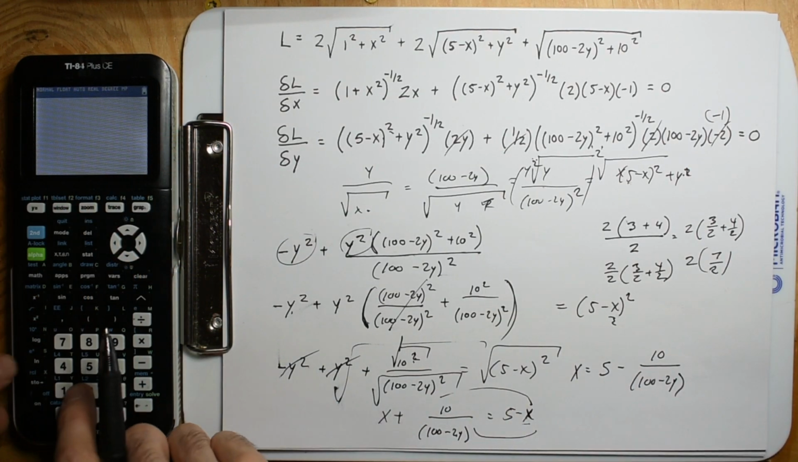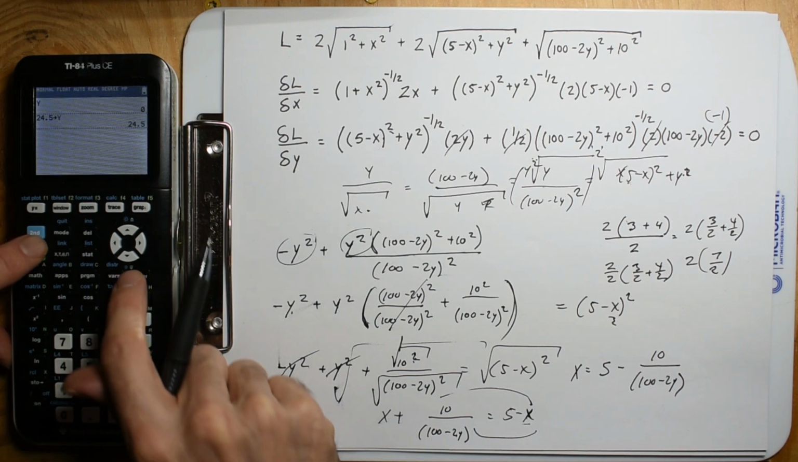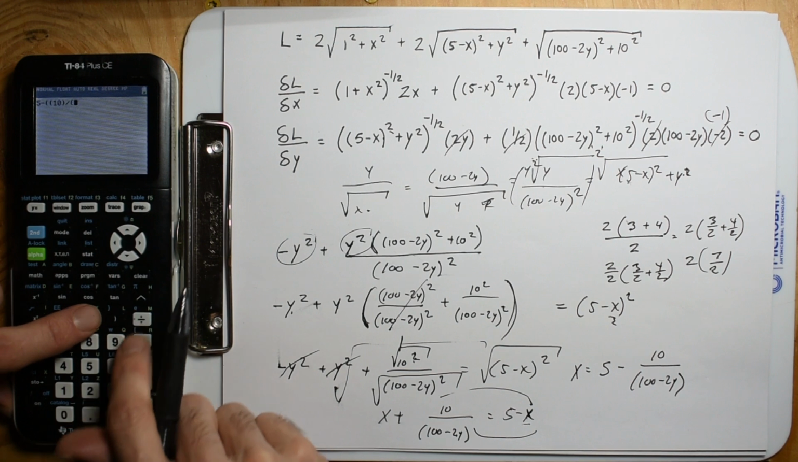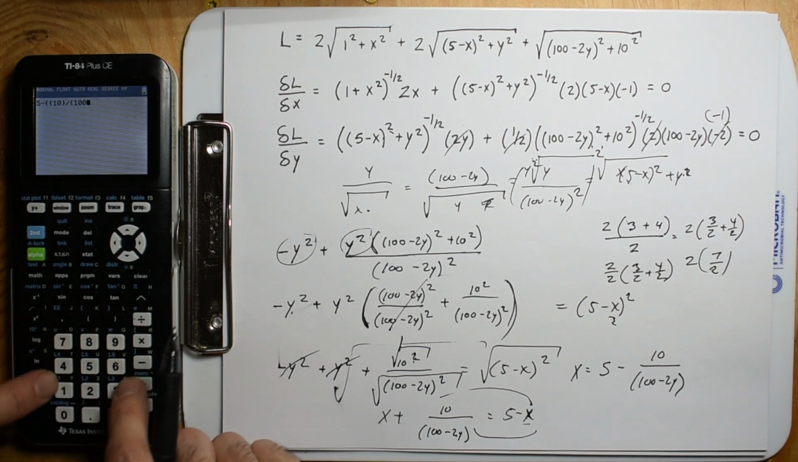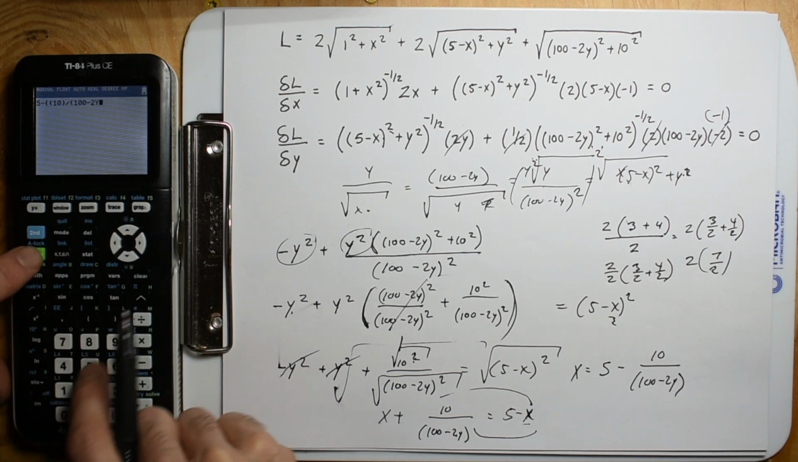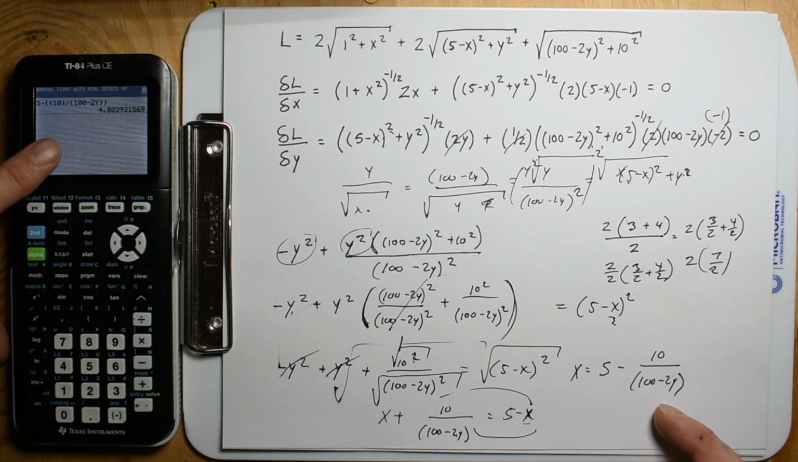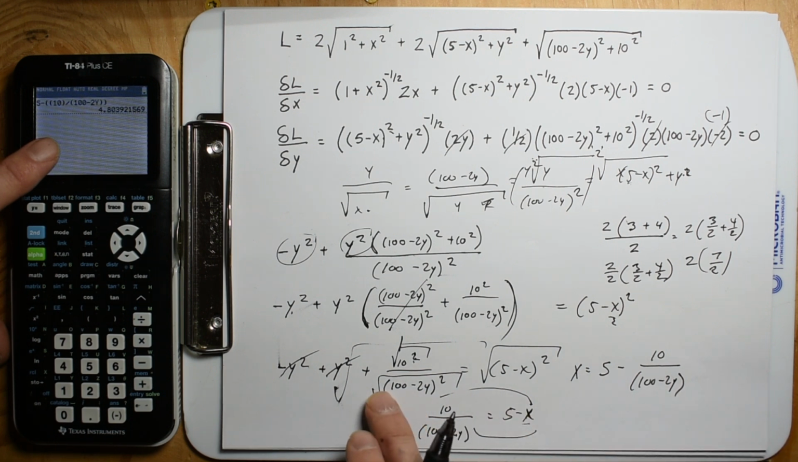So those are the values we should get. Let's, in our calculator, alpha y is 24.5, and we'll use this equation, 5 minus 10 divided by 100 minus 2y. And we get the wrong answer. Damn it. Are you sure? Oh, that's a bummer. Yeah, we messed up somewhere.